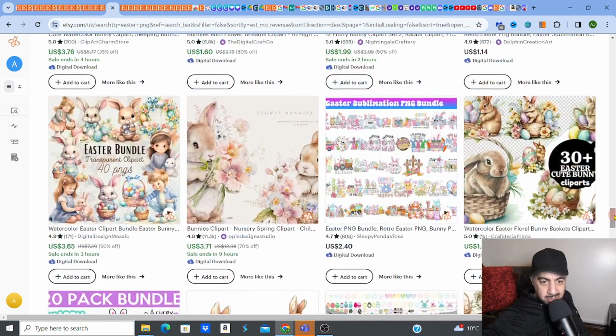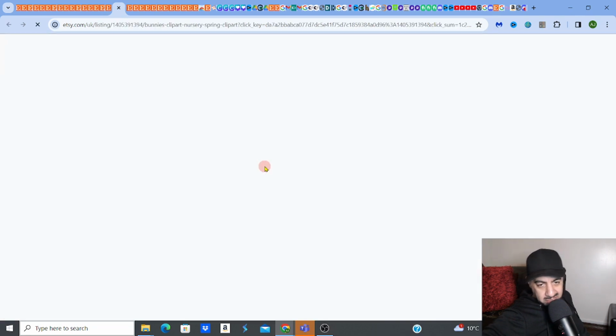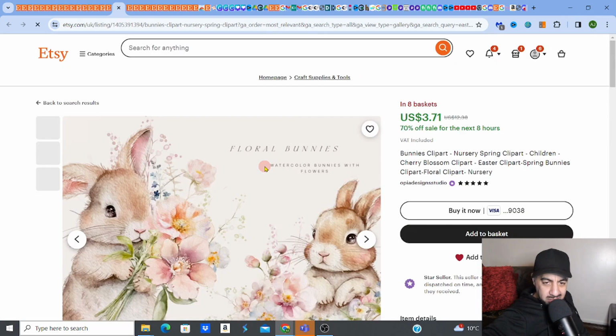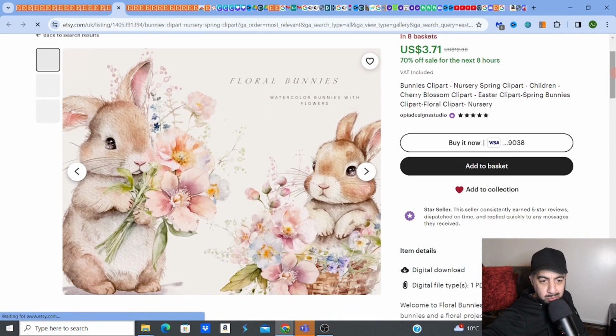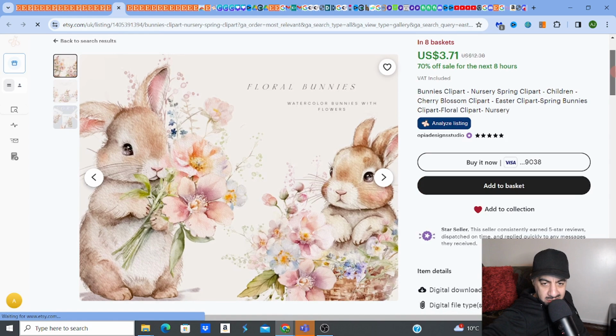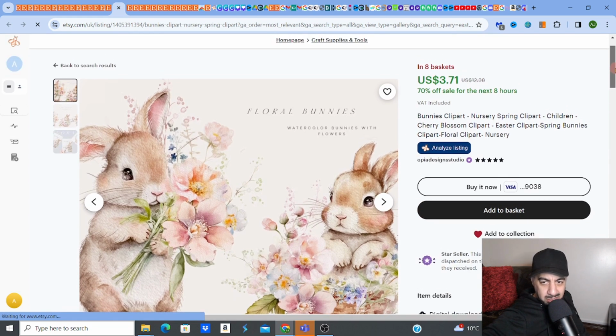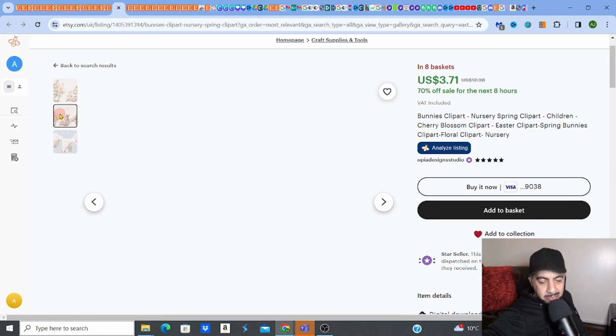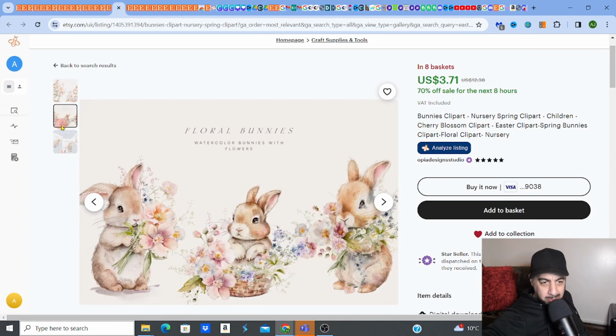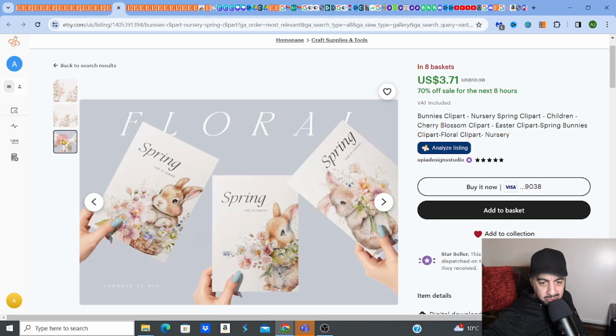So look at this one. This looks like it might be good. It's got quite a lot of reviews. Well, that's the store, but let's check this out. Floral bunnies. Let's see what this is about. 8 baskets. It looks like a nice little clip art that you could use for cards. It actually looks like a really good design, ready made for Easter cards.